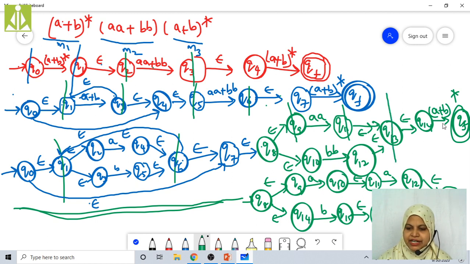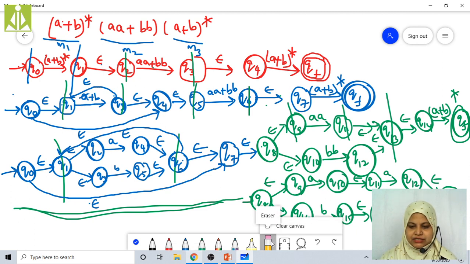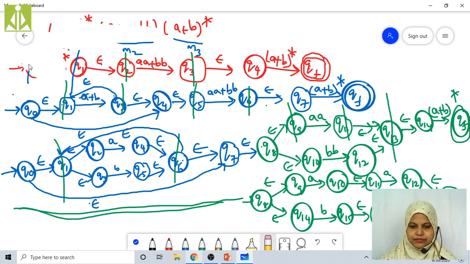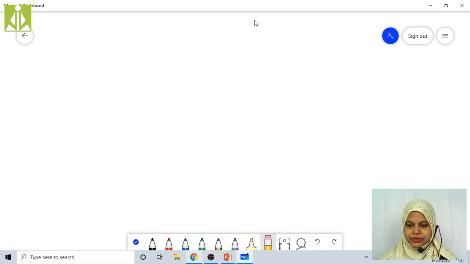Now we have to add A plus B whole star. Already we have added this A plus B whole star now. So here we are going to repeat the same thing. Just here I am going to draw the complete thing. I'll delete this one and take the full canvas, right? Up to here clear now?